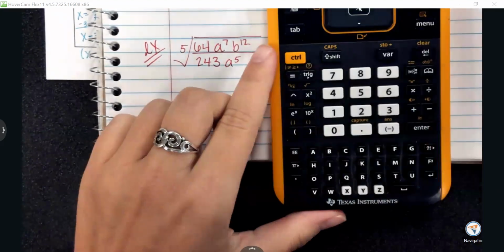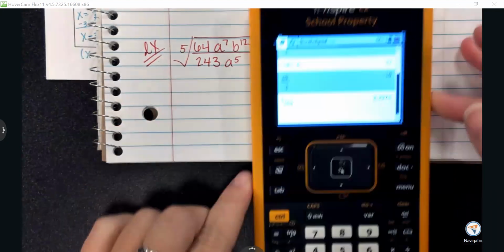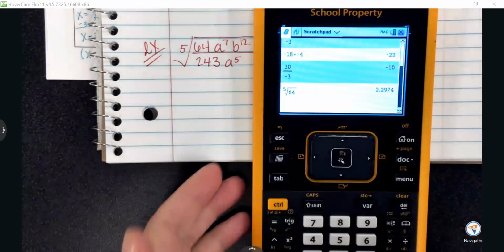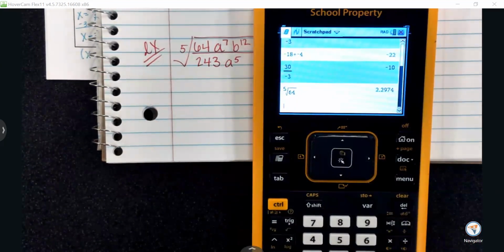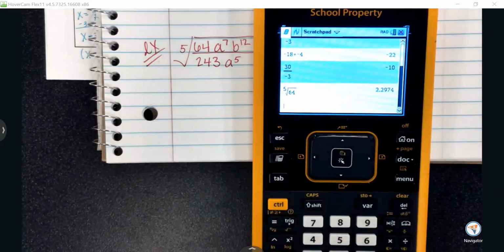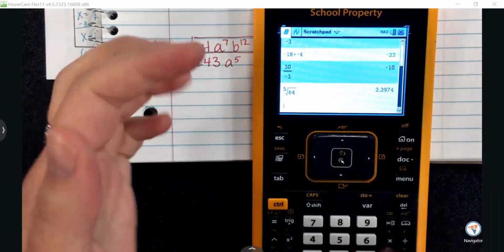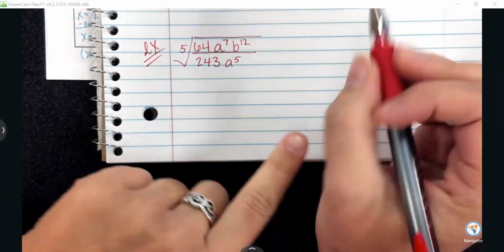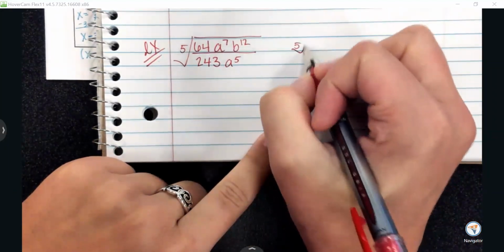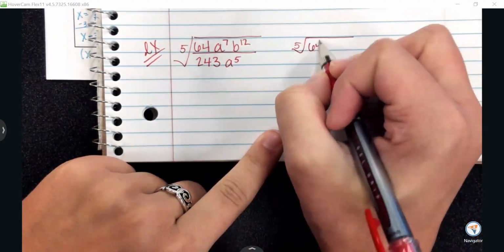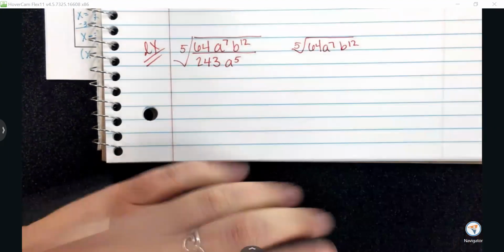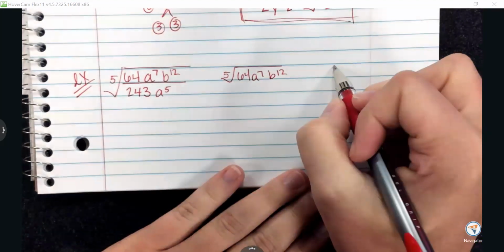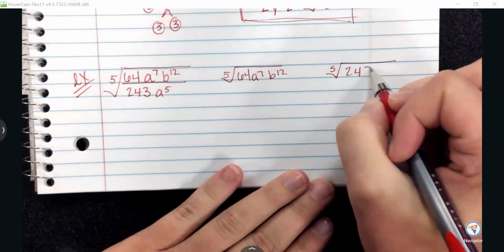The other one is, you are correct, okay? Because we're gonna have to separate these into two fractions now. So if they are perfect, then it's easier, but if they're not perfect, we're gonna have to separate them into two different things. So I'm going to separate this into the fifth root of 64, a to the 7th, b to the 12th, and the fifth root of 243, a to the 5th.